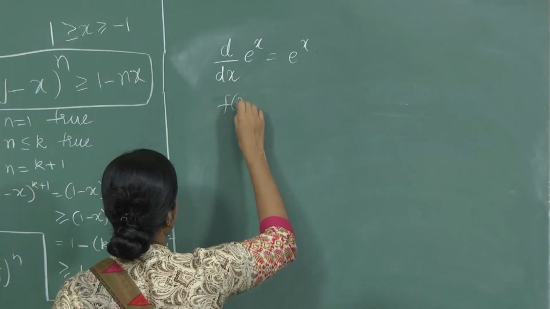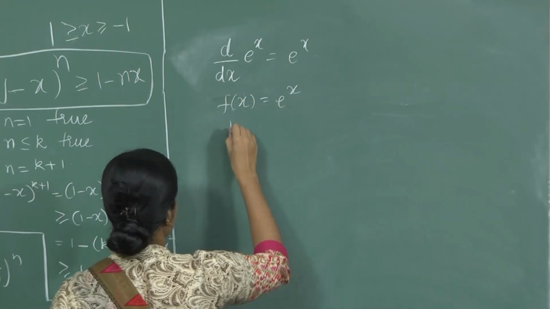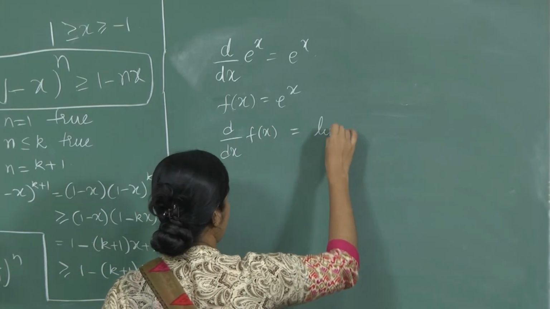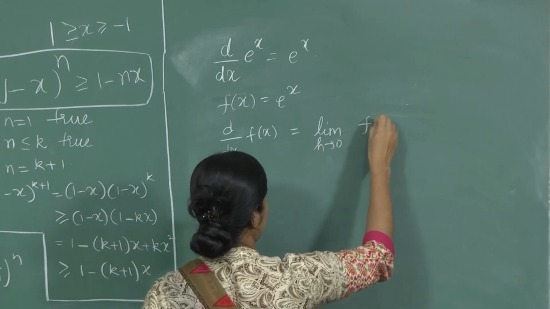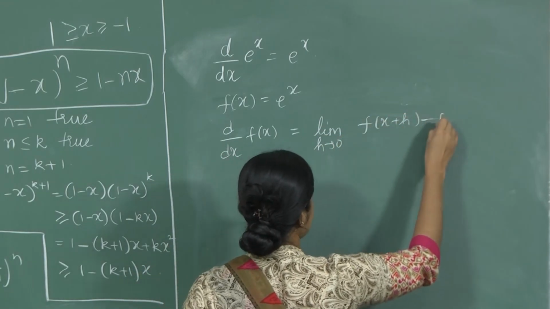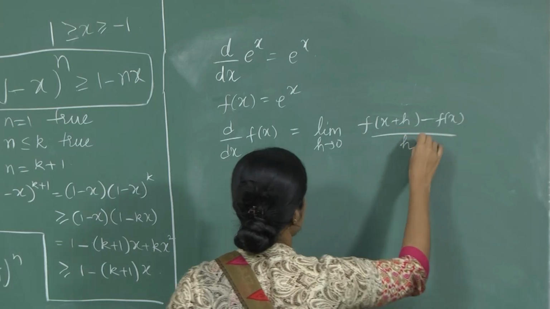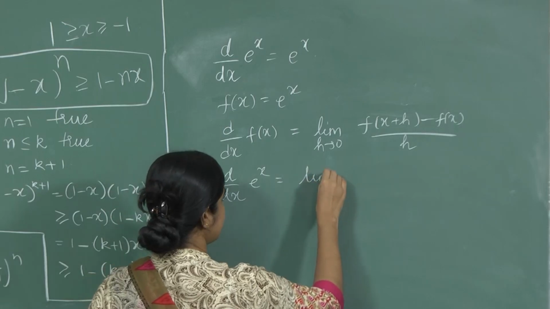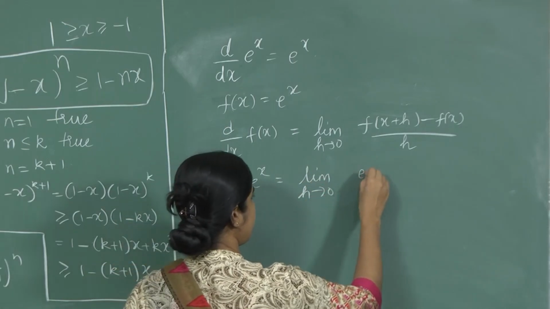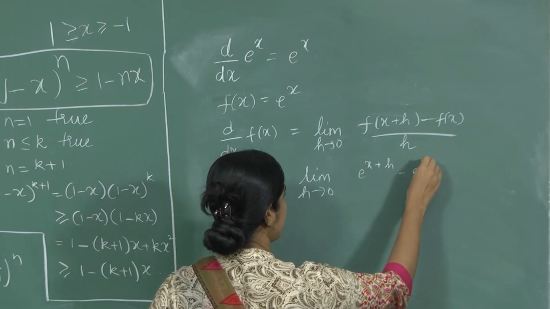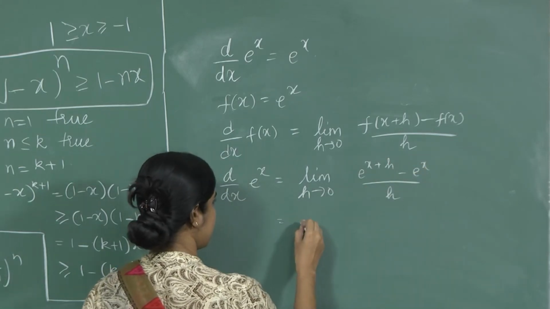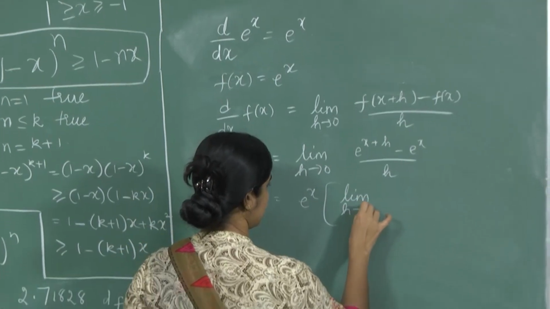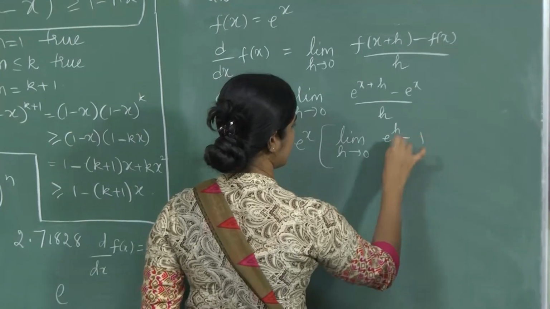Let's take f of x equal to e power x. We know d by dx of f of x is nothing but the limit as h tends to 0 of f of x plus h minus f of x by h. So d by dx of e power x is the limit as h tends to 0 of e power x plus h minus e power x by h. This is nothing but e power x, which can be taken outside, into the limit as h tends to 0 of e power h minus 1 by h.